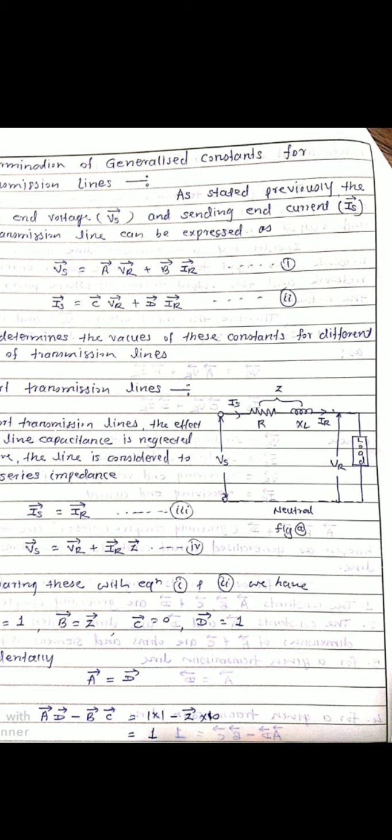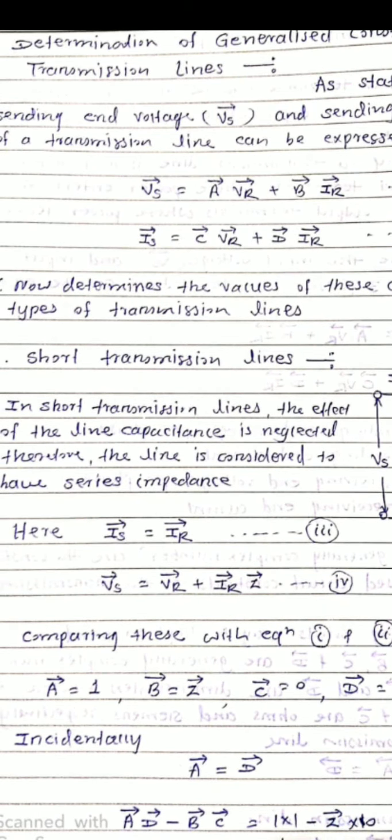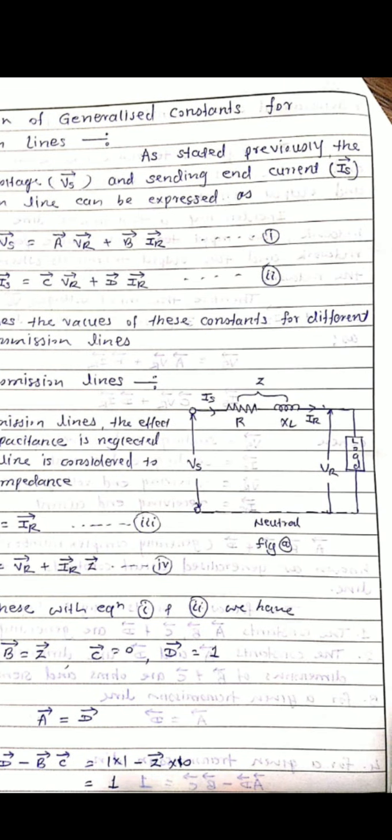From the diagram, Is is equal to Ir, call this equation number 3. Vs is equal to Vr plus Ir into Z, call this equation number 4. There is no division of the current, so whatever the current Is, it is the same as Ir. The voltage drop is the drop across the load plus the voltage drop across the impedance, that is Ir into Z.